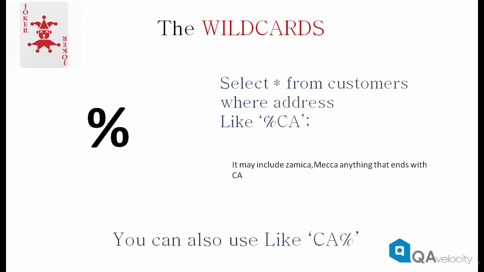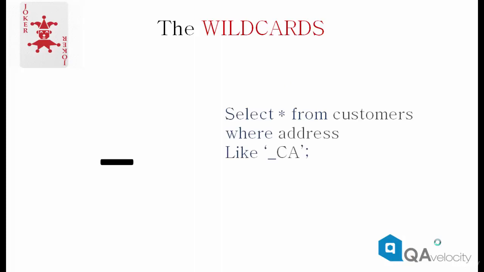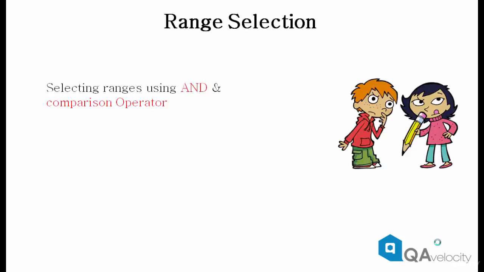Please note that you can also use this sign after California and it will return all the values that start with California. Same like percentage, we have another wildcard character as well. So our next wildcard character is underscore. If you see our query, select star from customers where address like underscore CA. It means it may return all the values that end with CA. But the catch is it is only used for one unknown character. So it may result in BCA, CCA.